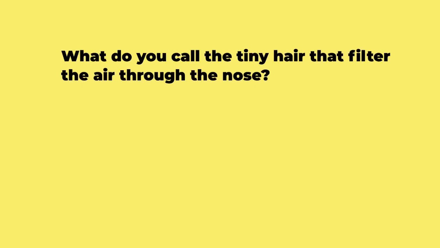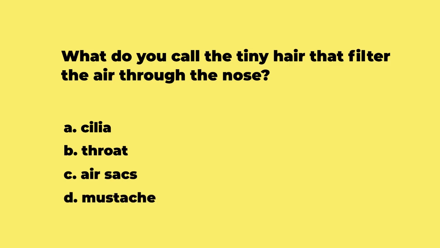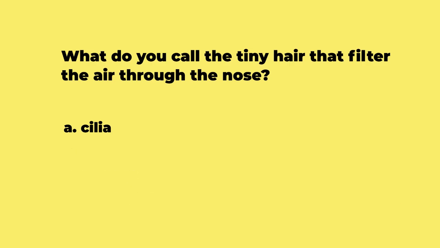Number 3. What do you call the tiny hair that filter the air through the nose? A. Cilia. B. Throat. C. Air sacs. D. Mustache. A.